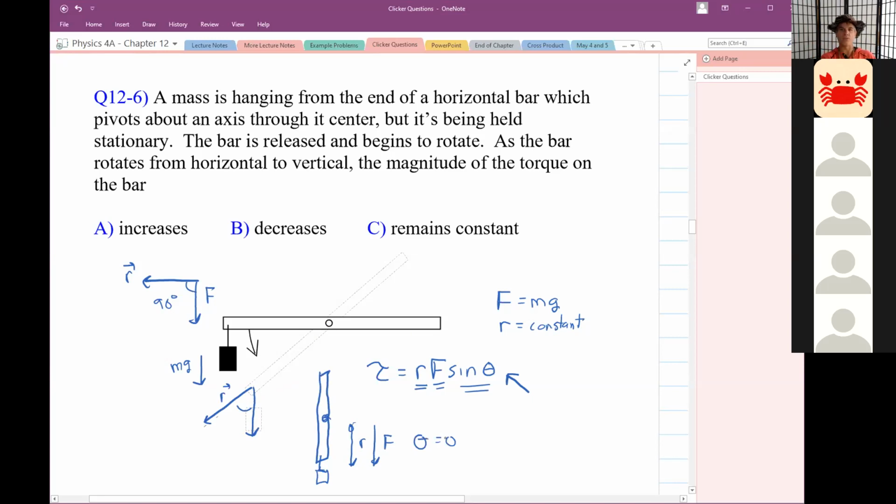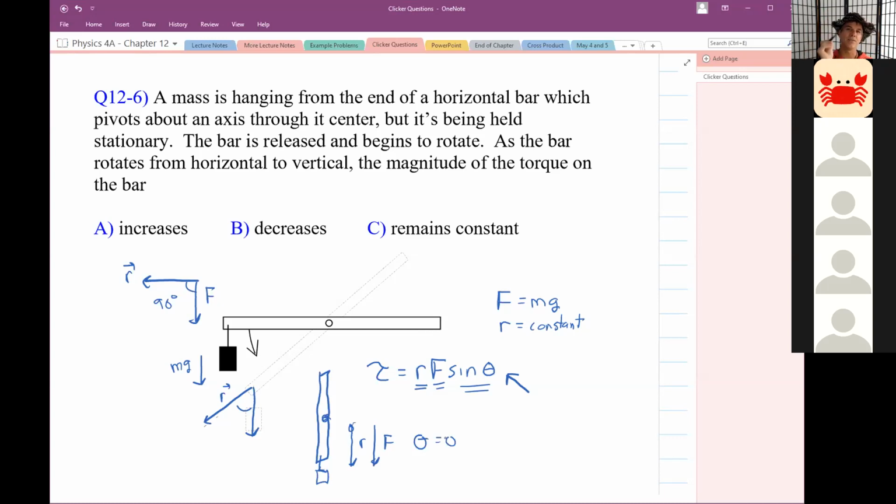If this thing is hanging straight down, there's going to be no tendency for it to rotate. There is no torque being applied to it. So as it is horizontal, I have the maximum torque. As it starts to swing, the angle between the force and the R vector starts to decrease, and the overall torque decreases. When it's hanging exactly vertical, the torque is 0.